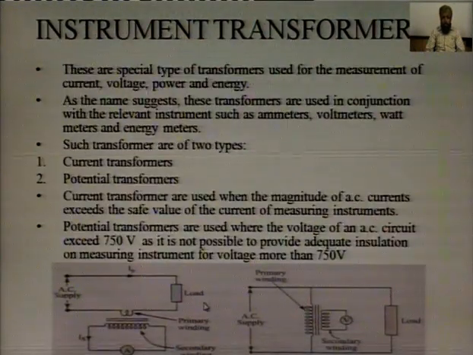Next is the instrument transformer. Two types of instrument transformers are used, that is current transformer and potential transformer. Current transformers are used to measure the current, and potential transformers are used to measure the voltage. A current transformer is a step up transformer. It steps up the voltage and steps down the current. And a potential transformer is a step down transformer. It steps down the voltage to the level of the measuring instrument.